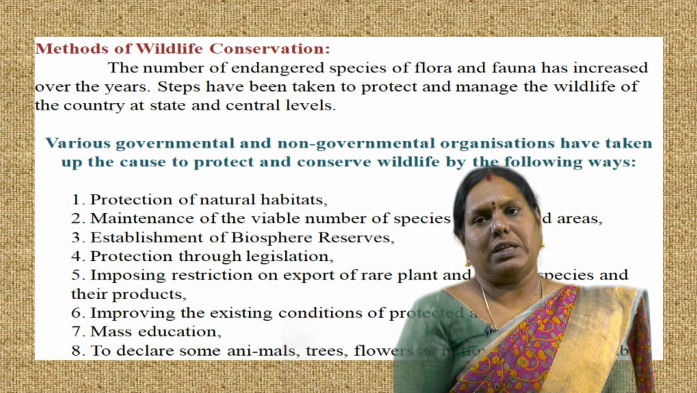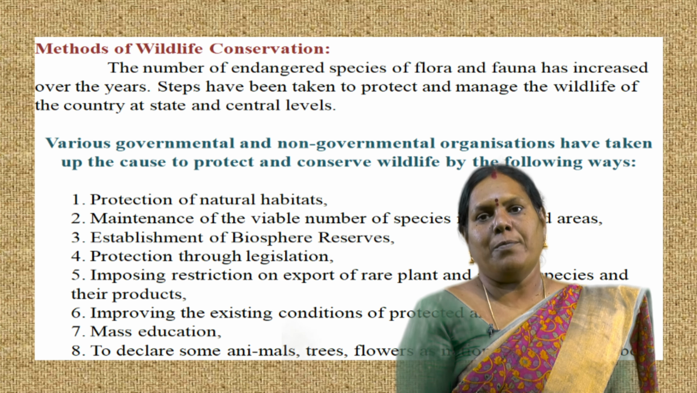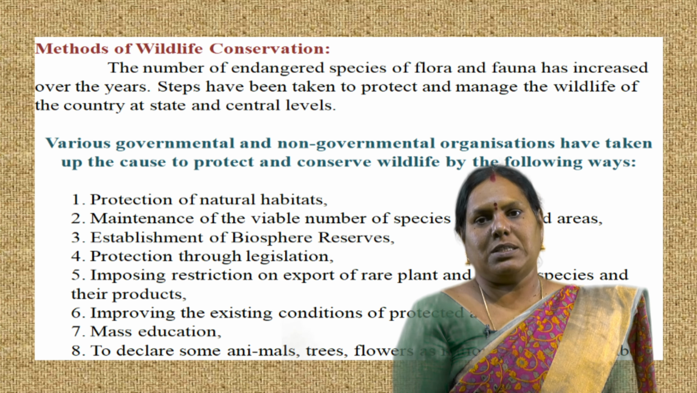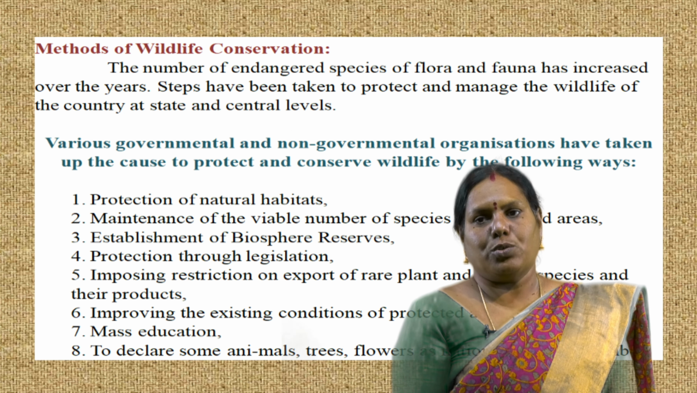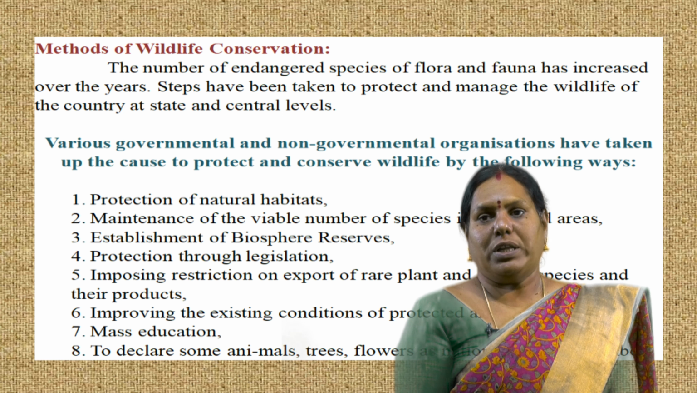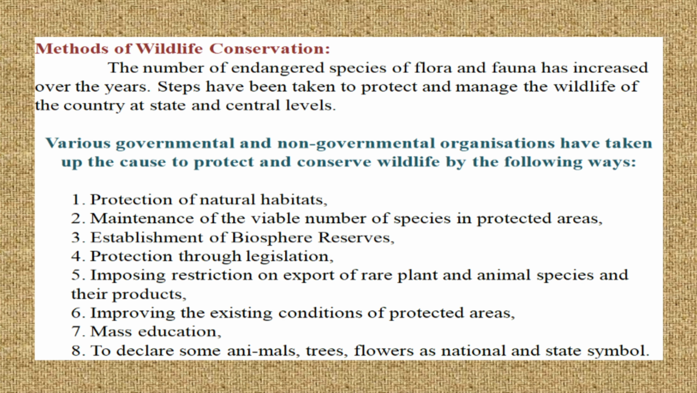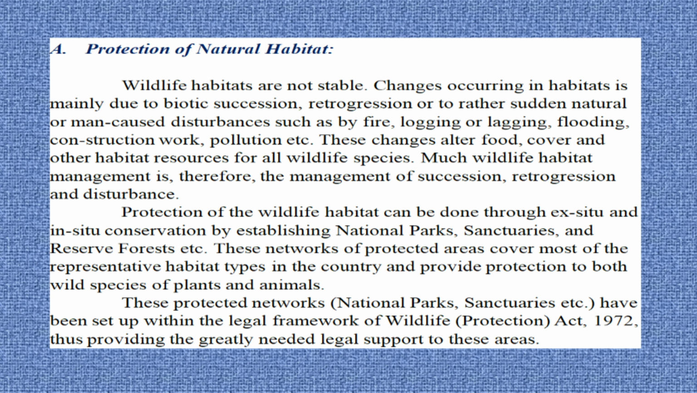First is the protection of natural habitats in their natural way, maintenance of viable numbers of species in protected areas, then establishment of biosphere reserves, protection through legislation by imposing legislative laws, imposing restrictions on export of rare plants and species and their products, improving the existing conditions of protected areas, mass education by giving mass education to the public and the school and college students, and declaring some animals, trees, flowers as national and state symbols.